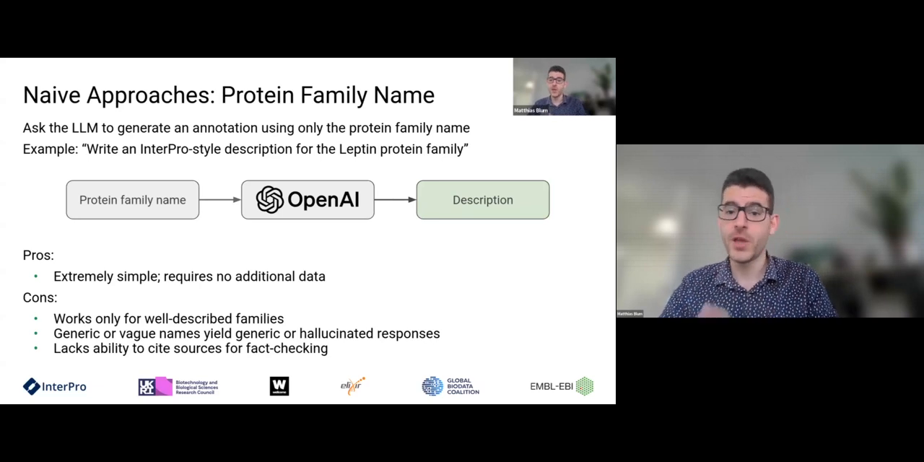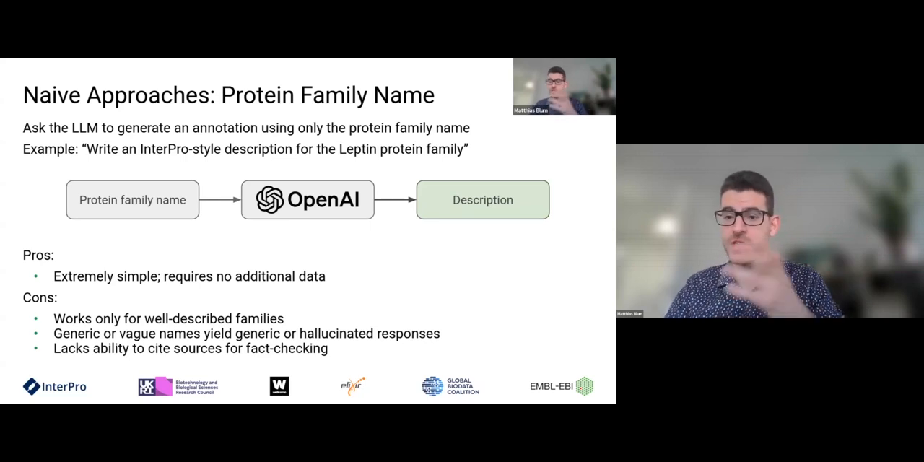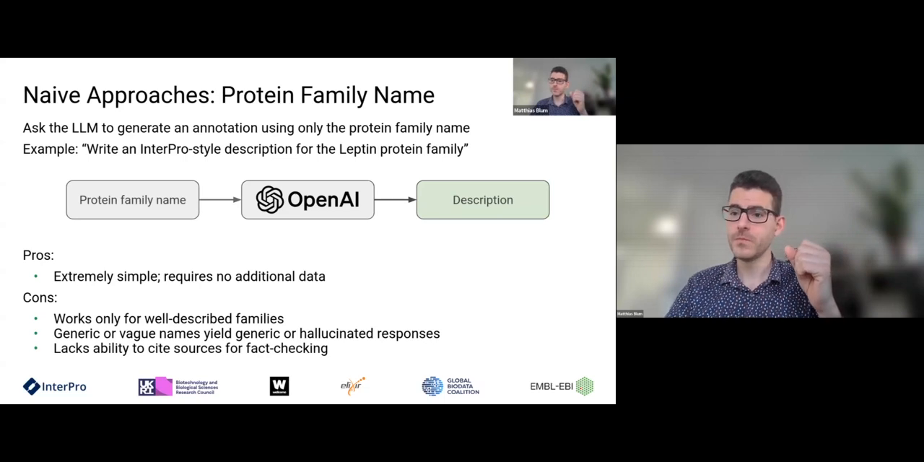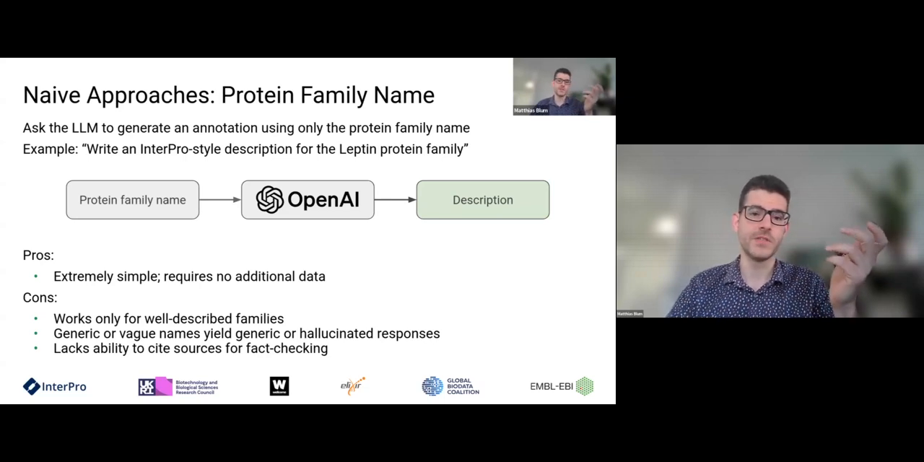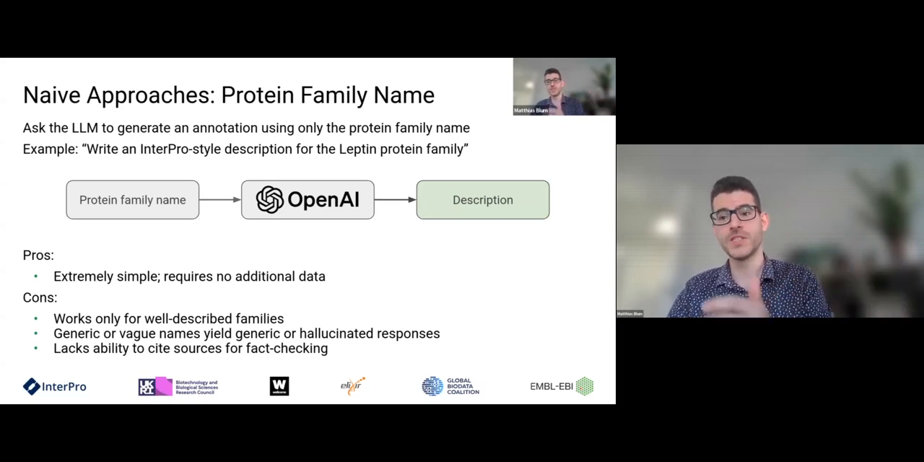We simply prompted the language model with a protein family name, and asked it to generate an annotation. For instance, we might have used a prompt like, write an InterPro style description for the leptin protein family. The interest of this method is that it's very, very simple. It requires no additional context or data and relies completely on the knowledge that the model has acquired during training.